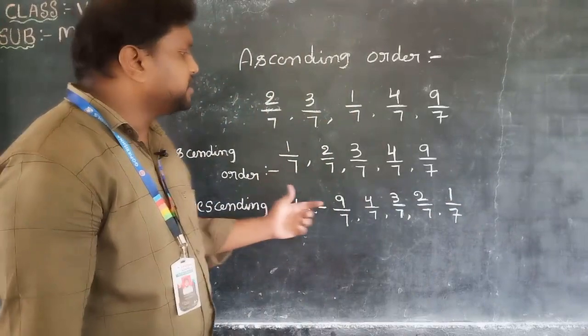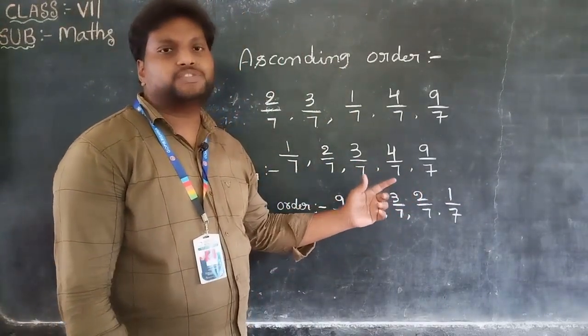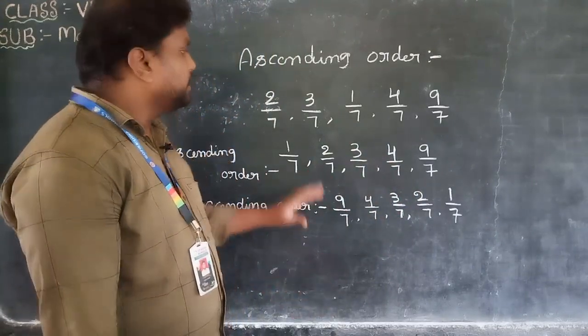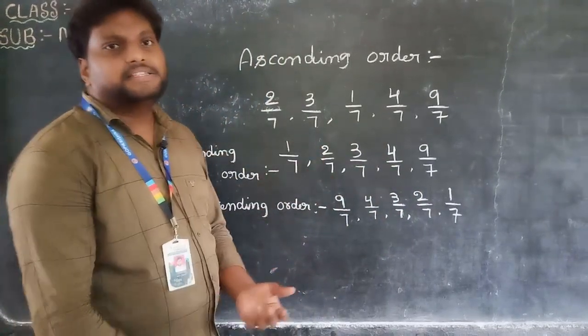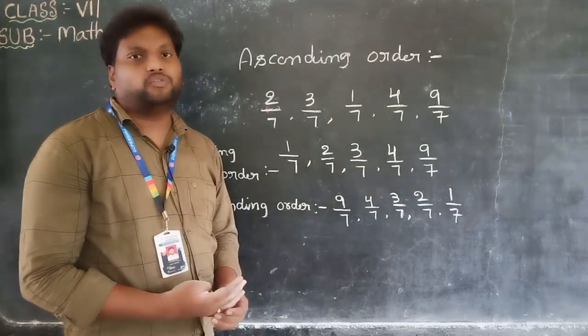But this ascending order and descending order method is only for like fractions. For unlike fractions we have one more method. Okay, this is the ascending order and descending order. Next, for unlike fractions, we will continue in the next class.